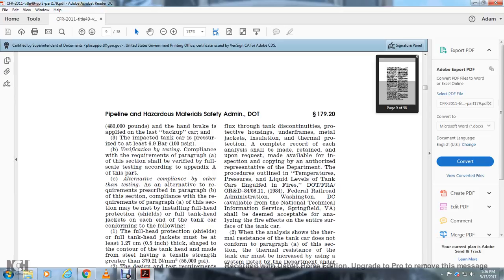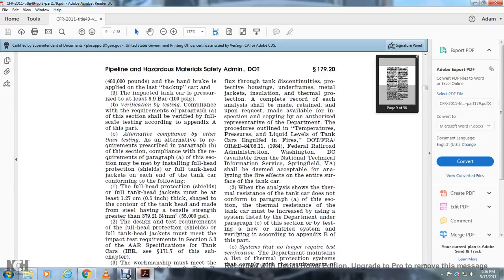Verification of testing, compliance with requirements. Paragraph A of this section is verified with full scale testing in accordance with Appendix A of this part. Alternative compliance with other testing and an alternative requirement prescribed in Paragraph B of this section. Compliance with requirements for Paragraph A.